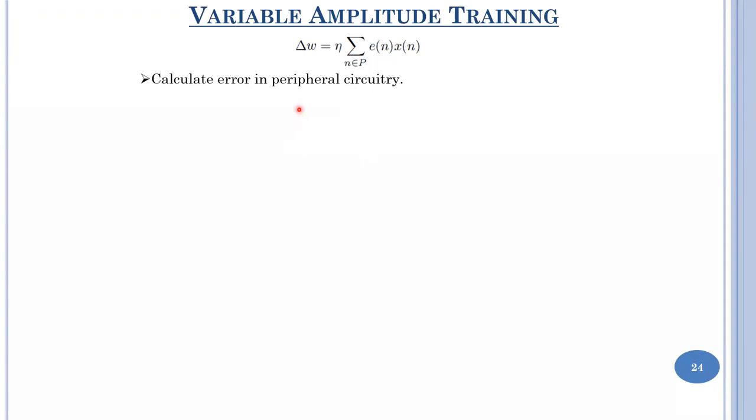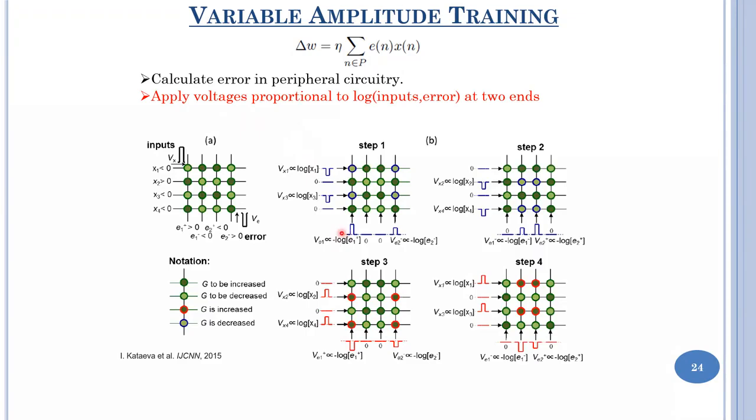What you do is you encode the voltages that you're applying on the two ends as log of inputs and log of errors. So you calculate the error in the peripheral circuitry, then apply voltages proportional to log of inputs and log of error at the two ends. Let's say we have to apply a voltage to this RM over here. We apply a log of X1, where X1 is the input, as the voltage here, and we apply a minus log of E1, where E1 is the error for this weight, on this column. So the effective voltage seen by this device is Vx minus VE, which is log of X1 minus minus log E1.